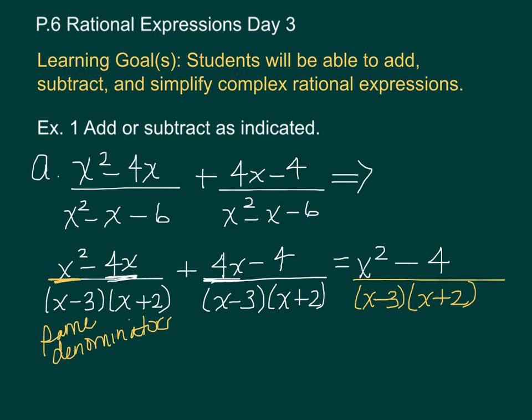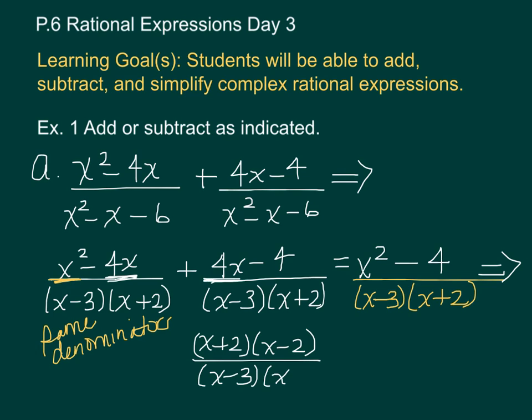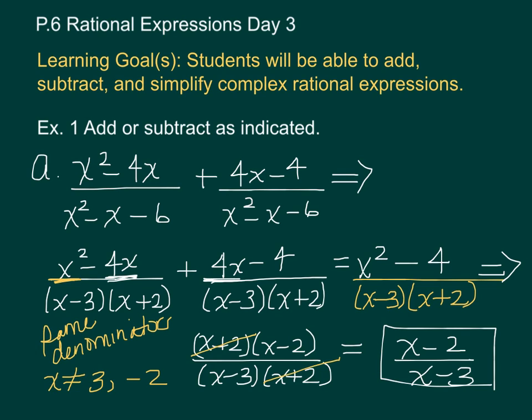And what we do from here is we simplify like in the previous section. So this numerator will be x plus 2, x minus 2, over x minus 3, x plus 2. And then make sure you restrict your values for x. So x can't be 3 or -2. And then you divide if you can. So these two can divide. And so you're left with x minus 2 over x minus 3 with these restrictions.